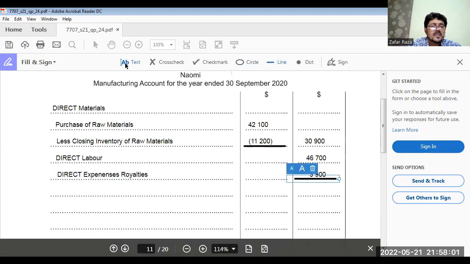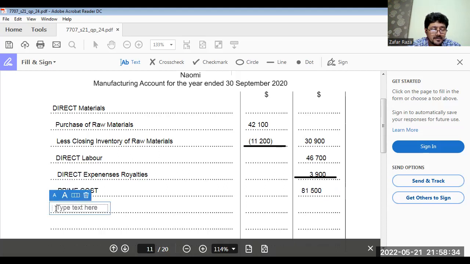Total prime cost. This is our prime cost. So 30,900 plus 46,700 plus 3,900. Total 81,500 is our prime cost.